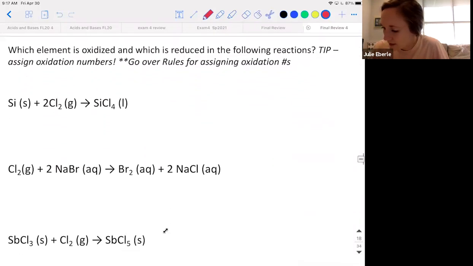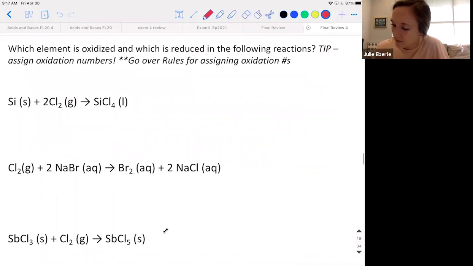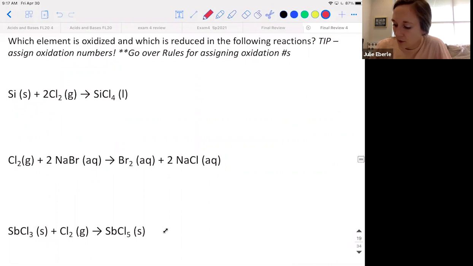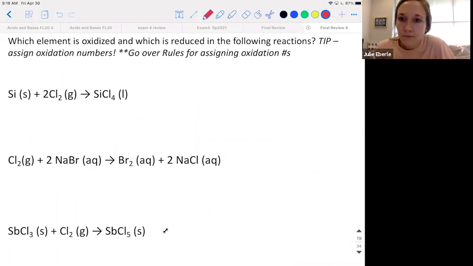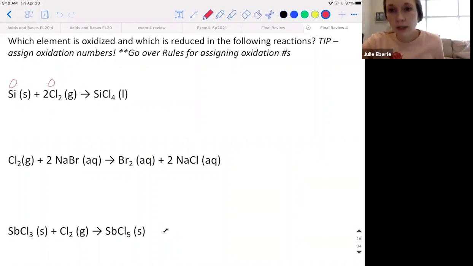So let's do some practice. Which element is oxidized? Which one's reduced? Let's look at this first one. You have silicon and chlorine make silicon tetrachloride. So what oxidation number should we give silicon and chlorine on the reactant side? Rachel says 0, and she's correct. And then what should we give them on the product side?